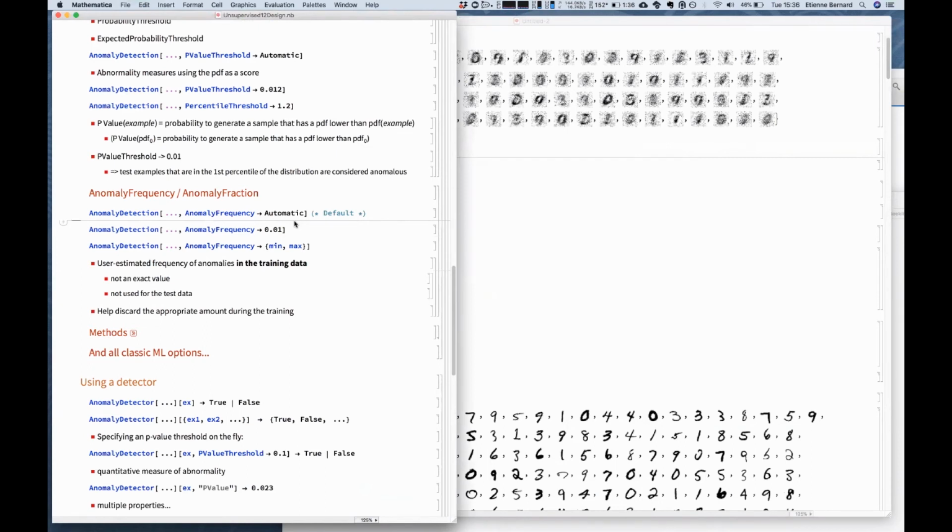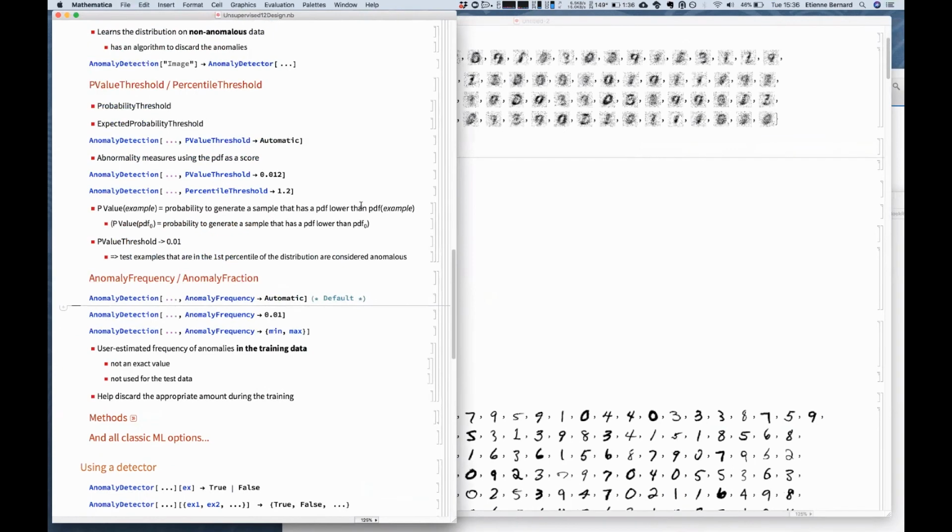Gosh. See, anomaly frequency just suggests that is the expected. I mean, what you're saying there is that's the frequency of anomalies in the input training data. Exactly. Let's keep looking at some more of the stuff you have here, just to understand.